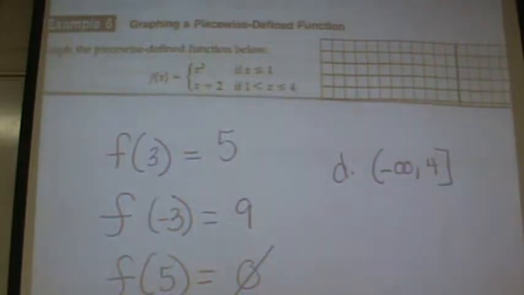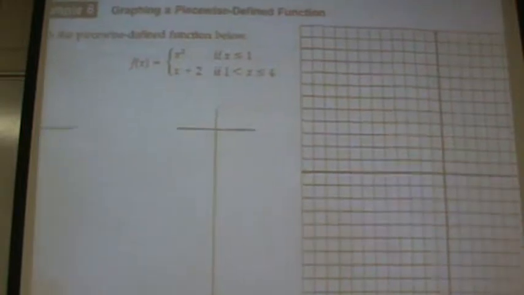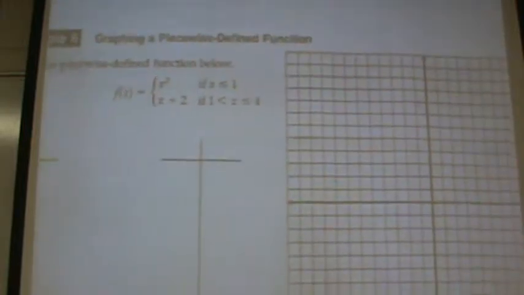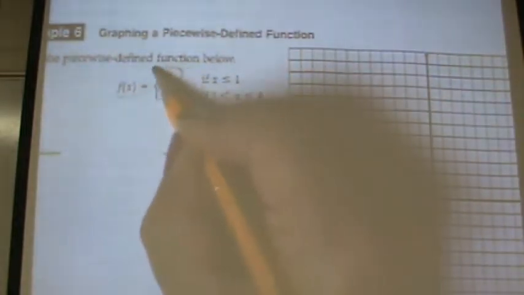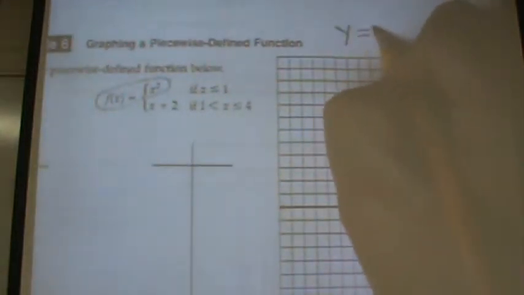So this is our domain. Now, how do you graph this piecewise function, like problem number 1? There are 2 ways you can look at this, and I don't care which way you do it, just pick which way is easiest for you and stick with it. Here's one of the 2 ways. There are two equations here. This one is y equals x squared. How do you graph y equals x squared?